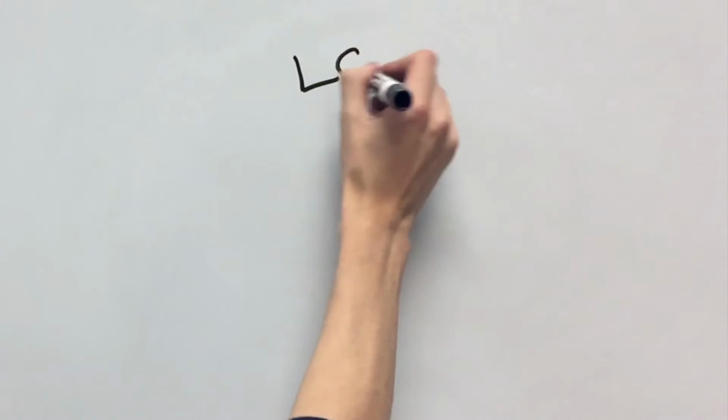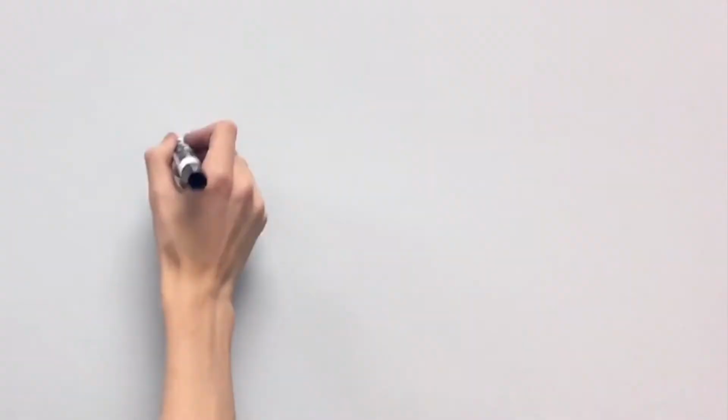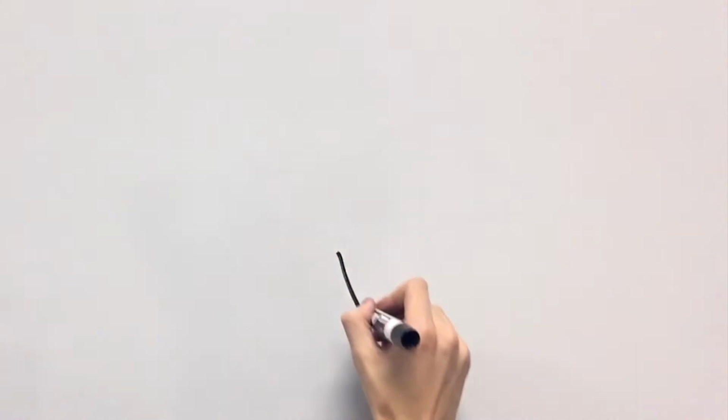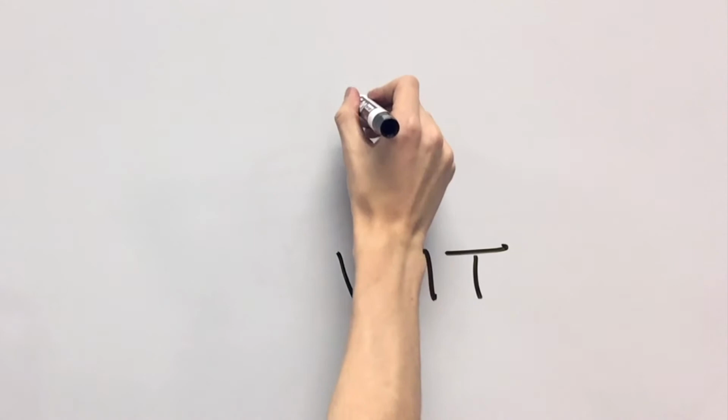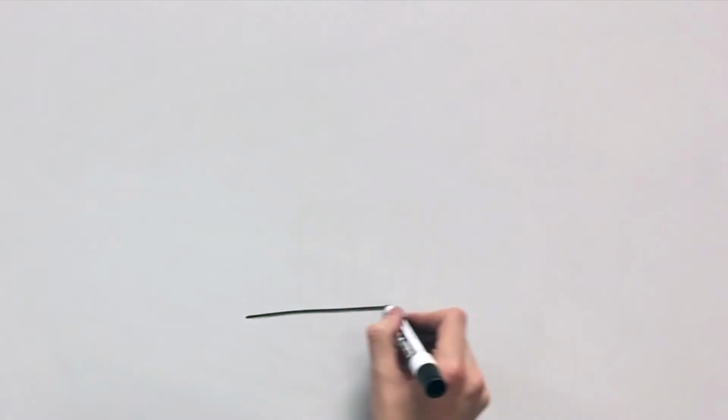Level of service only considers the number of cars on the road and how much room is available for them. But it doesn't factor in how our urban environment affects the way we live, and it leads to unintended consequences. Vehicle miles traveled, on the other hand, meets similar goals but with fewer headaches, and gives us not only a more reasonable way to measure traffic impact, but a policy tool that builds better cities.